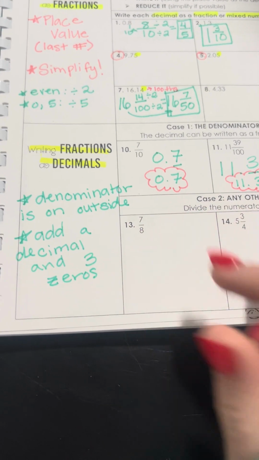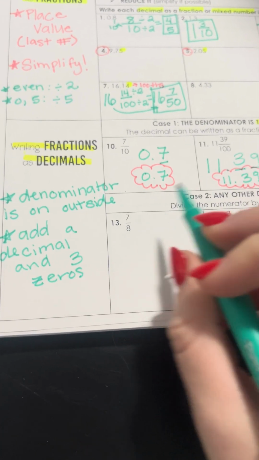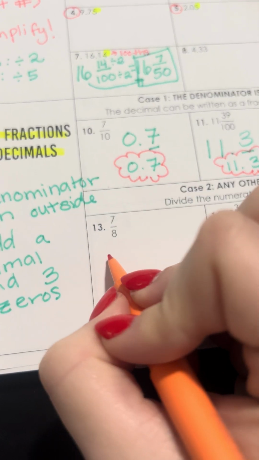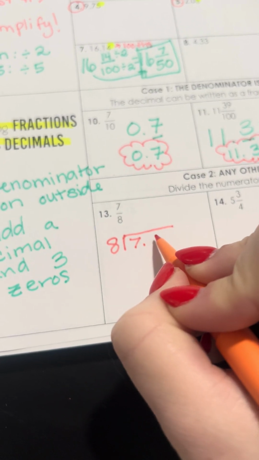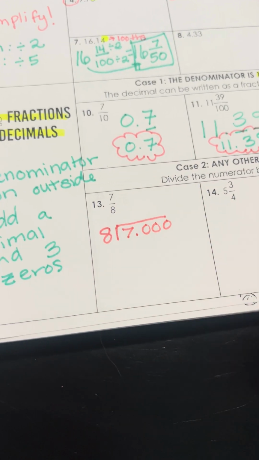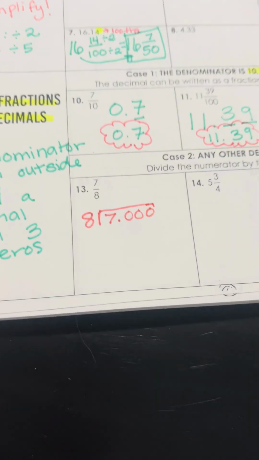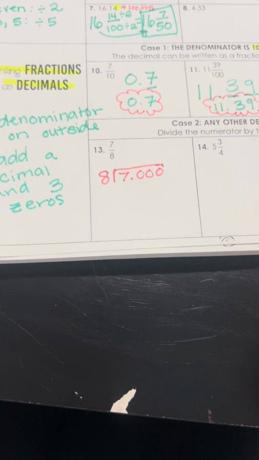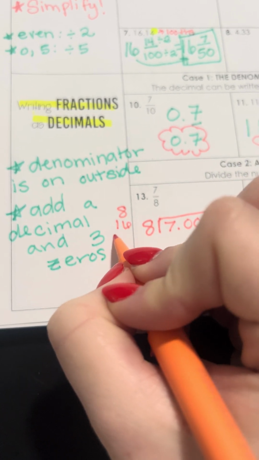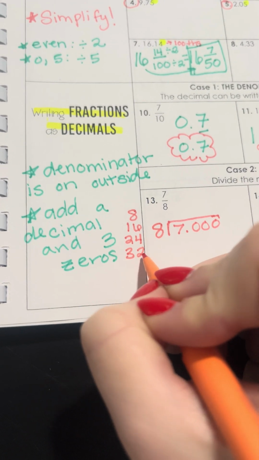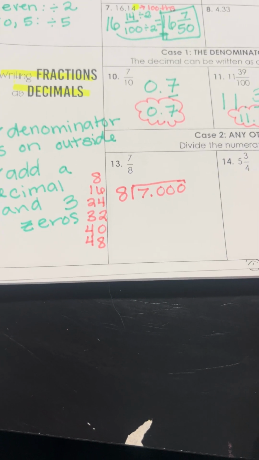We're going to go ahead and look at 13. This fraction is 7/8. The denominator is 8. Okay, so I'm going to put 8 on the outside, 7 on the inside, with a decimal. I'm adding my decimal, and 1, 2, 3 zeros. Okay, a decimal and 3 zeros. Now, like I said, if you don't know your skip count, you need to go ahead and do it. I'll do it for the first one. 8, 16, 24, 32, 40, 48. I don't know if we'll have to go higher than that, so we'll just stay there for now.